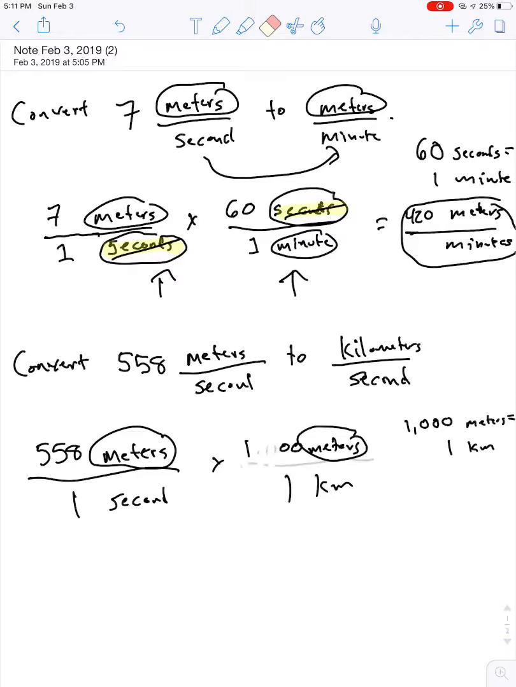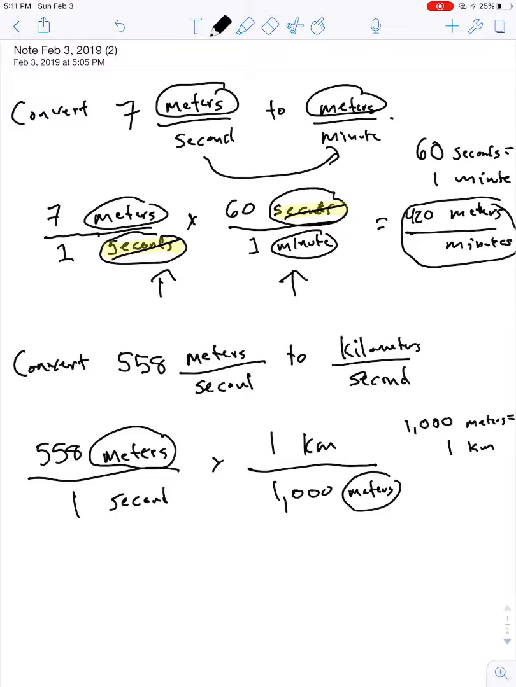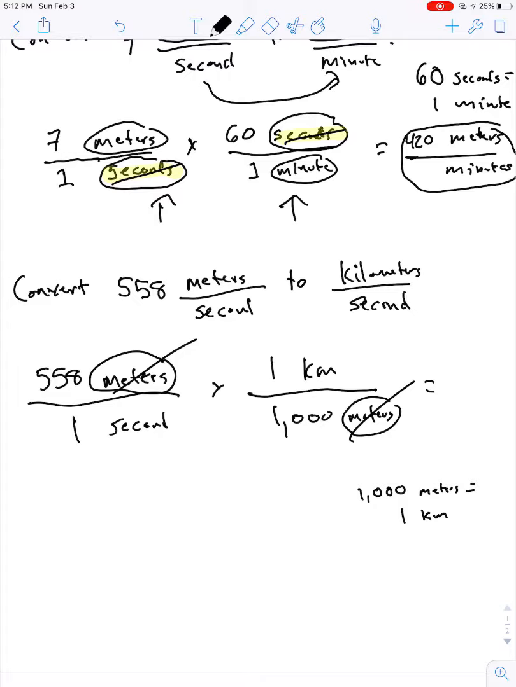So what I actually need to do in the second rate here is I need to make it 1 kilometer per 1,000 meters. My meters needs to go on bottom in order for them to cancel, because meters divided by meters is just 1. Anything divided by anything is just 1. So those just cancel entirely. And I'm left with 558 times 1 up top. It's going to give me some amount of kilometers, and then the bottom's going to give me some amount of seconds. So let's go ahead and do that math.